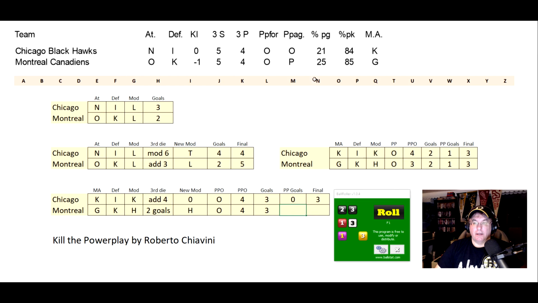Montreal in the power play. 25 or less. Yes. An 8 is good for 1 power play goal. 85 or higher. Yes, that's 2 power play goals. 25 or less? Nope. 85 or higher? Yes. So Montreal comes up with 3 power play goals, and Montreal will win this one 6-3.